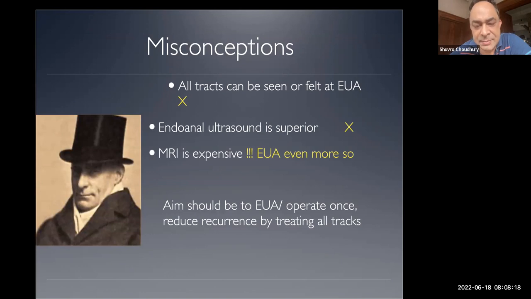So the aim should be to do the EUA and operate once, and to reduce the recurrence by treating all the tracts and all its extensions in one go if possible.